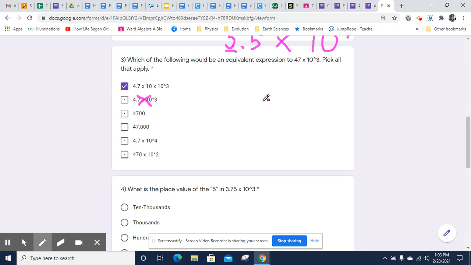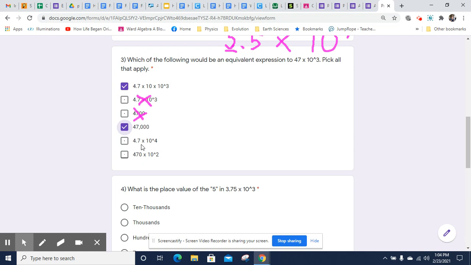4,700. Well, if this is in the thousands, then what really is in the thousands is the 7. The ones place digit in the coefficient is defined by what this power is. That's the place value. So 7 is in the thousands, but here 7 is in the hundreds. So that's not it either. But this one has 7 in the thousands. So that is legit. Okay, and then I've got 4.7 times 10 to the fourth.